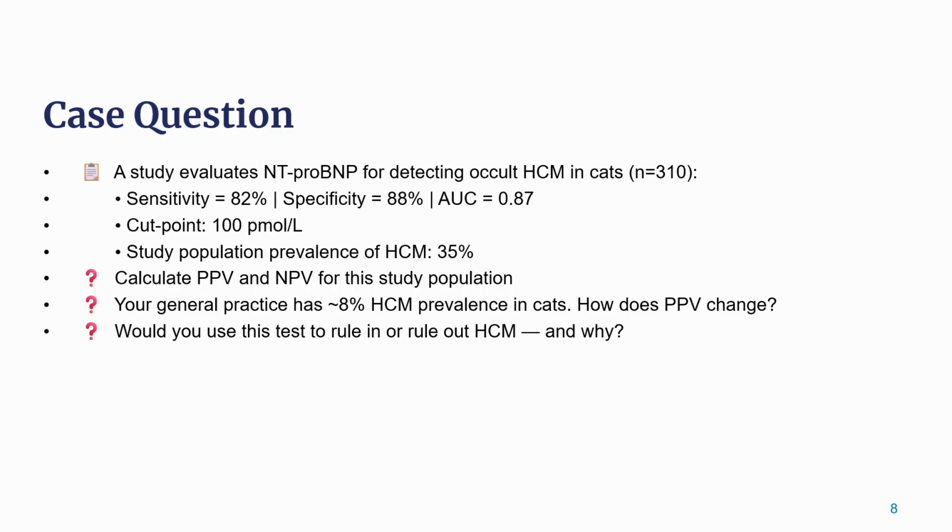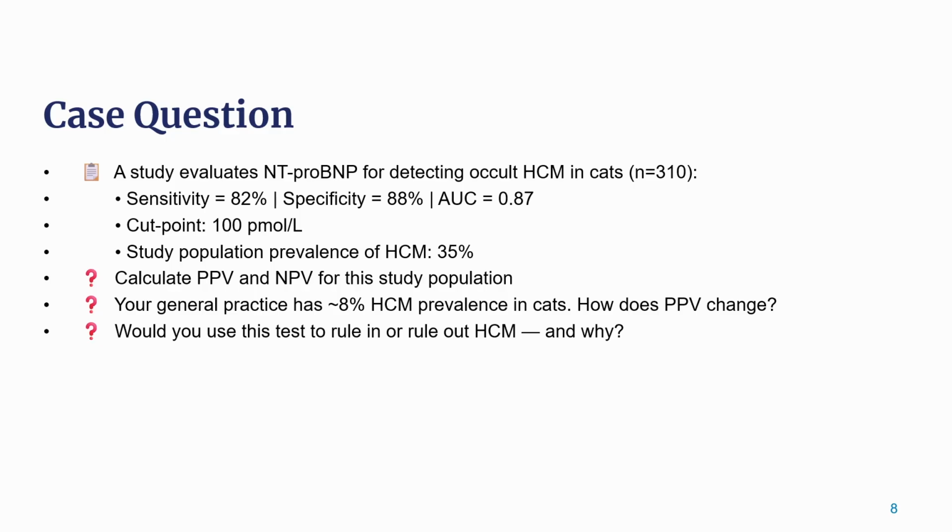True positives equal 0.82 times 25 equals 21. False positives equal 0.12 times 285 equals 34. Positive predictive value equals 21 divided by 21 plus 34 equals 38%. In your practice, a positive NT-proBNP result is only correct 38% of the time. More than half of positive results are false alarms. That's a very different clinical picture.